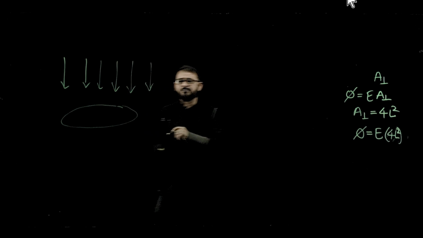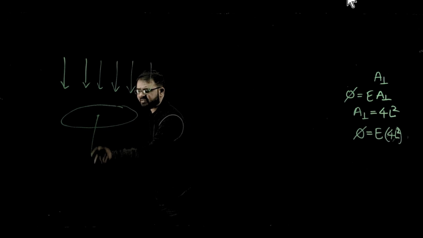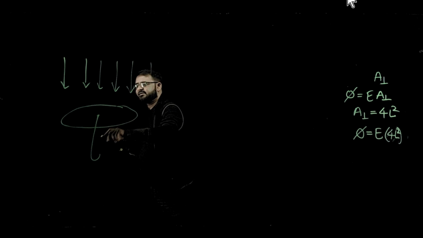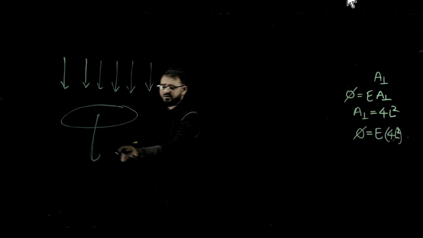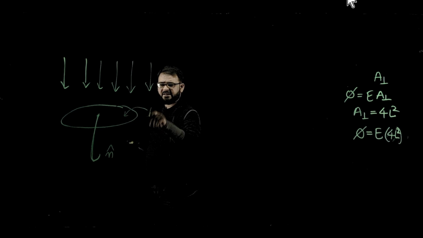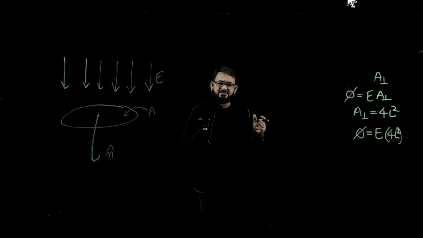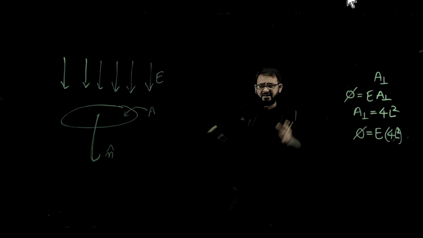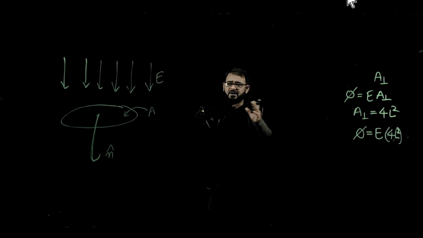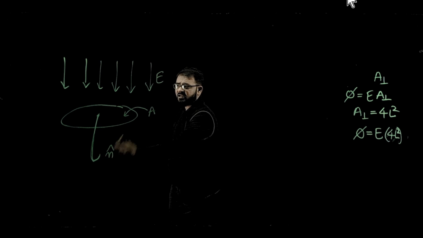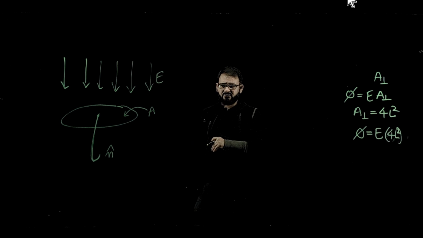Suppose you hold this umbrella in this manner, here is the handle of the umbrella. Then you can clearly see there is a 0 degree angle between the handle of the umbrella, which I will say is the normal vector of the area, and this is the area vector A, and this is the electric field E. In everyday life, on a rainy day, you try to catch the rain flux by orienting your umbrella at 0 degrees with respect to the rain.